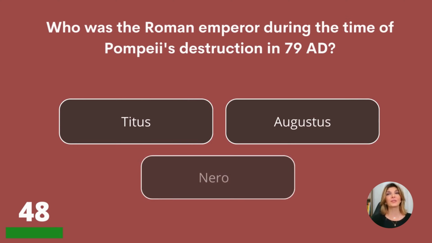Who was the Roman emperor during the time of Pompey's destruction in 79 AD? Titus, Augustus, or Nero? Titus.